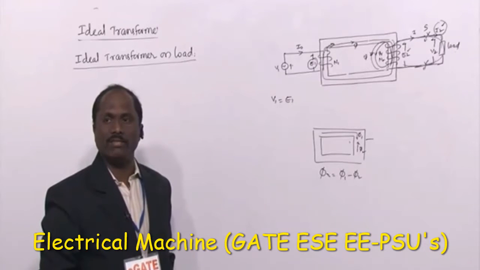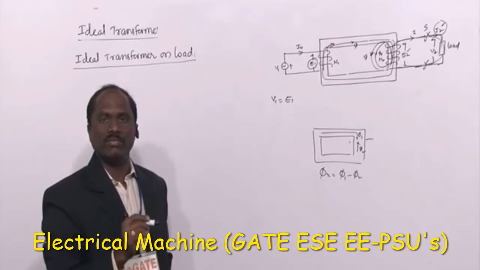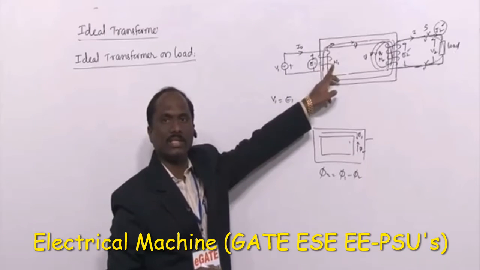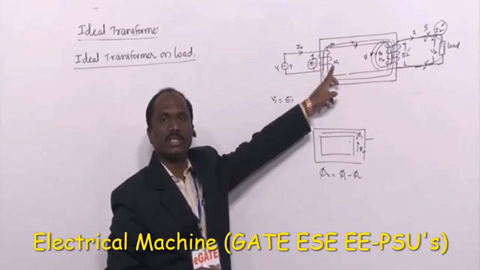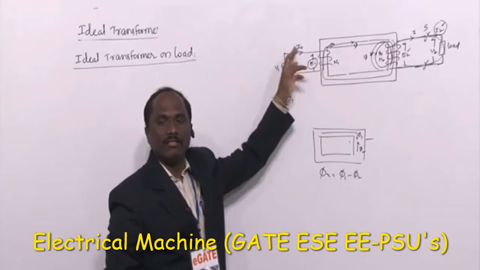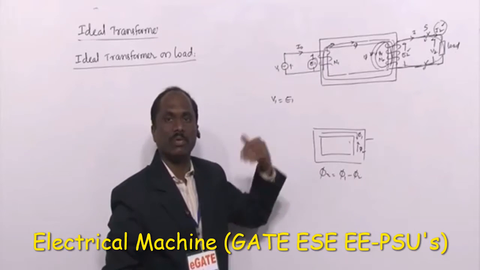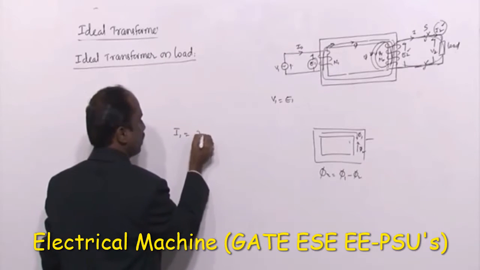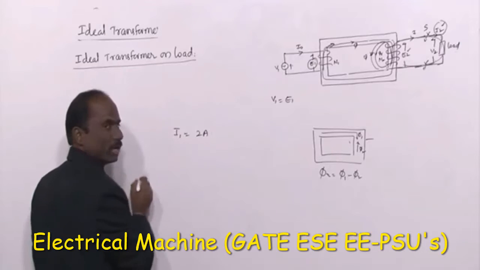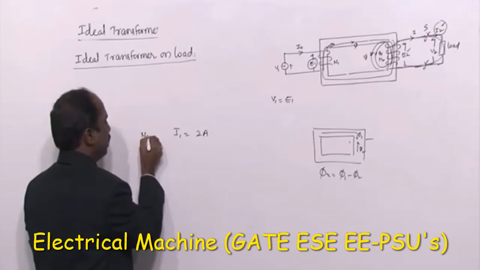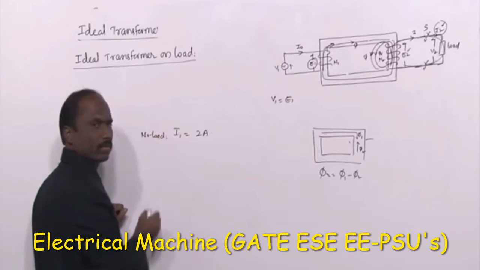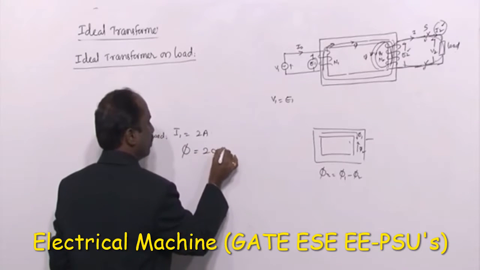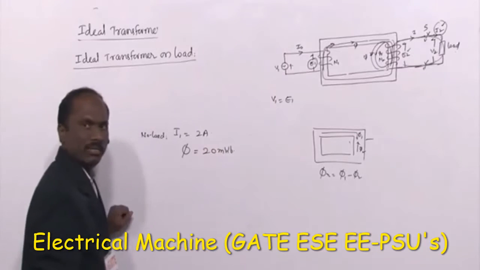But what is the condition for the ideal transformer? V1 must be equal to E1. So we have to increase this E1, which means we have to increase the resultant flux in the core. To increase the resultant flux in the core material, our transformer will draw more current from the primary. For example, let us say our transformer takes 2 amperes of current under no load conditions, when no load is connected. At that moment it develops a flux of 20 milliweber.